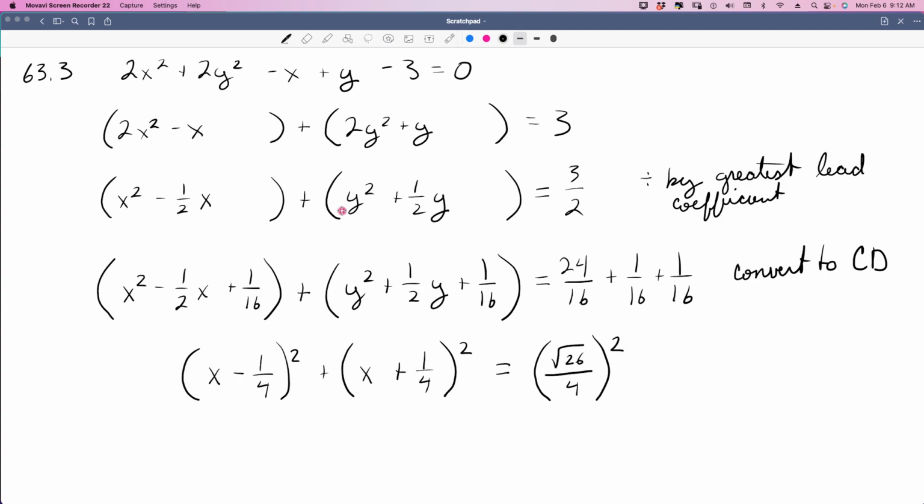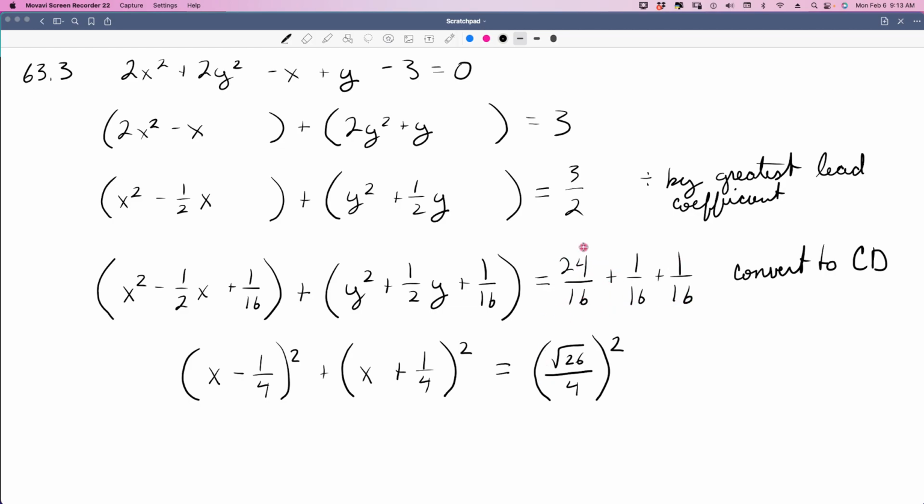So it gets a little bit more difficult if they're different. Then we continue with completing the square. Here we know we have to take half of this, that'd be a negative 1/4, and squared that would make a positive 1/16. So when we factor it, that'd be x plus 1/4 squared, because our middle term was positive, and then 24 plus 1 plus 1, that's 26 over 16.